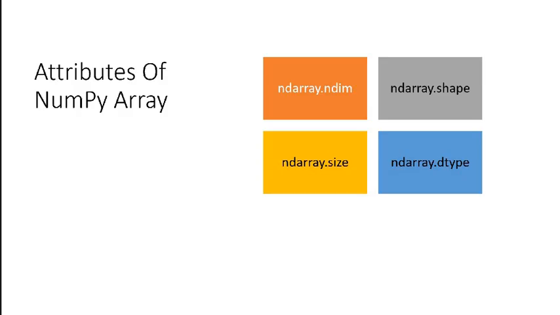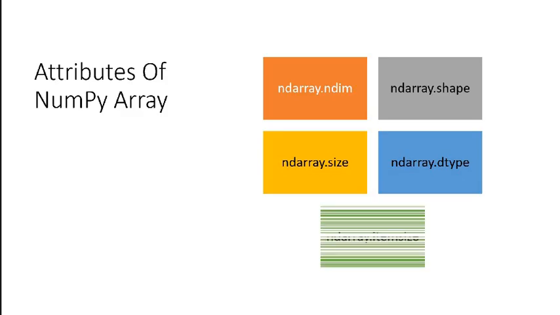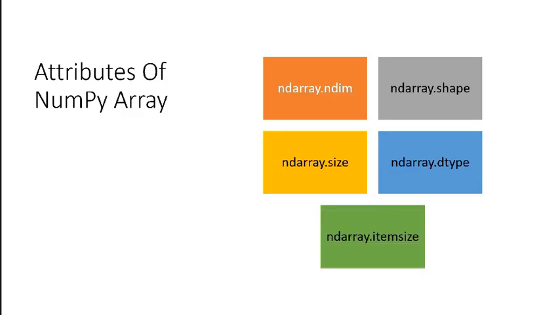The last attribute of NumPy array is ndarray.itemsize. It specifies the size in bytes of each element of the array. Data type int32 or float32 means each element of the array occupies 32 bits in memory. 8 bits form a byte. Thus, an array element of type int32 has item size 32 divided by 8, that is 4 bytes.